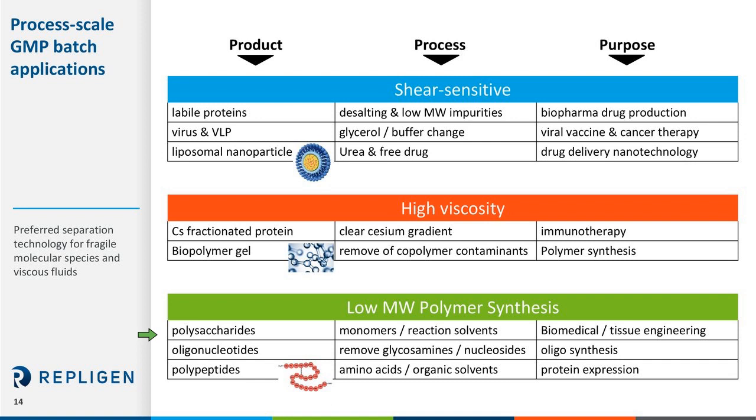The third area where dynamic dialysis is particularly useful is low molecular weight polymer purification, especially in synthesis, when you're trying to produce a polysaccharide, an oligonucleotide, or a polypeptide. The things you might want to remove would be a monomer, amino acids, nucleotides, or organic solvents or reaction solvents, or put it in a finished filled product. This would be done specifically for oligonucleotide synthesis, protein expression, or even in tissue engineering.